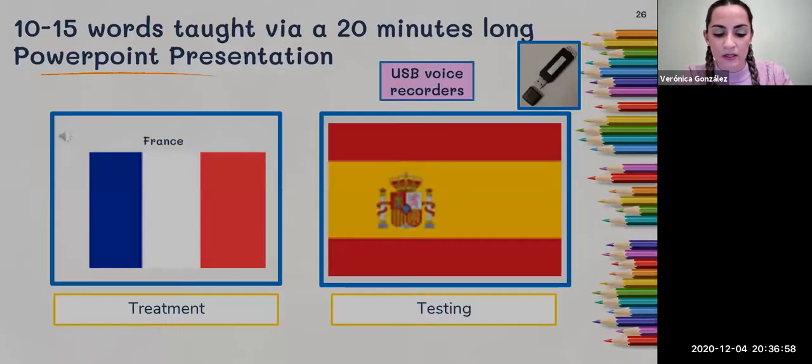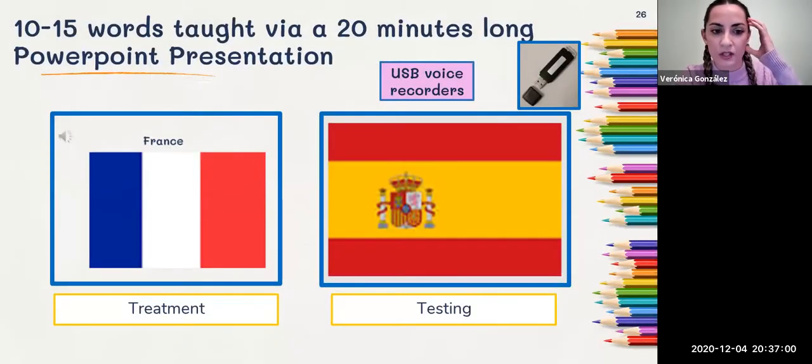As I said, it's very important that students associate the picture with the written word. So for these, students are taught around 10 to 15 words via a 20-minute long PowerPoint presentation. So I will explain that in a second, but during the treatment, they would get the picture and the spelling, and also they would hear how the word is pronounced. And then for the testing, they would just get the picture and they would have to say the word.